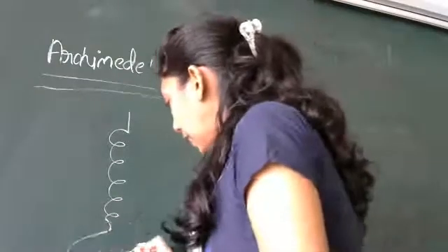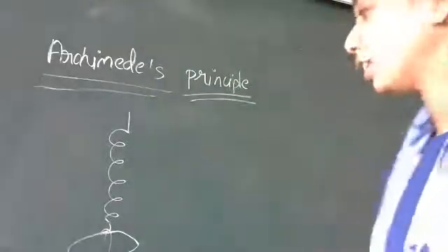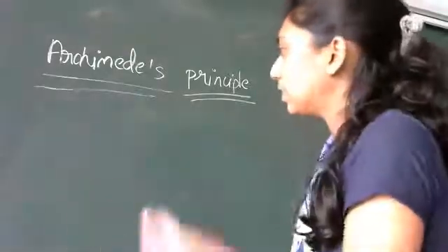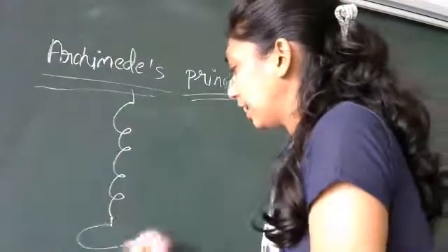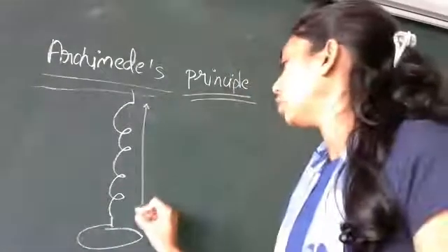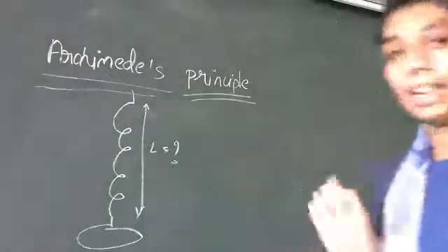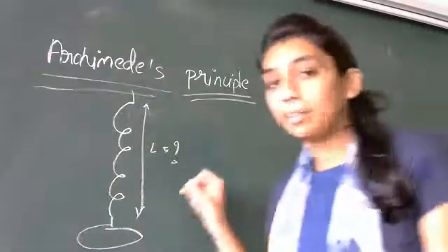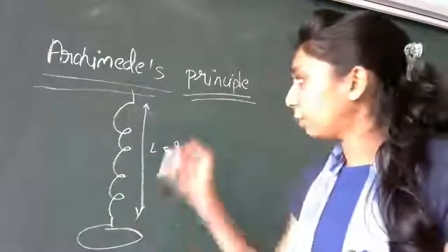Now let me take a spring and attach a stone to it. What will happen when I attach the stone to the spring? The spring starts stretching, right? When it stretches like that, we note down the length, whatever reading is shown by the needle.